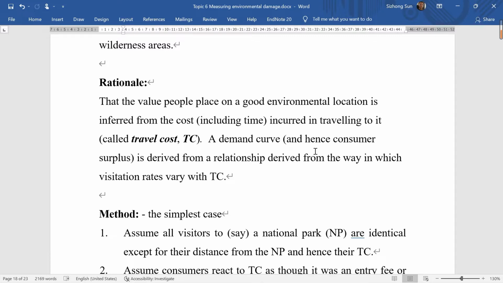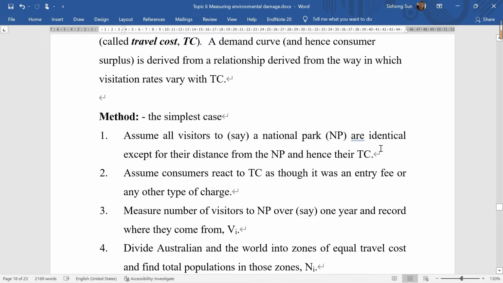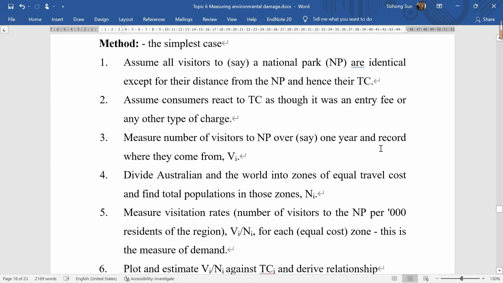Then from here, we can actually derive a demand function, demand curve, and subsequently the consumer surplus. So a demand curve is derived from a relationship derived from the way in which visitation rates vary with travel costs. Okay, let's look at a simple case. Suppose we want to estimate the use value of a national park.